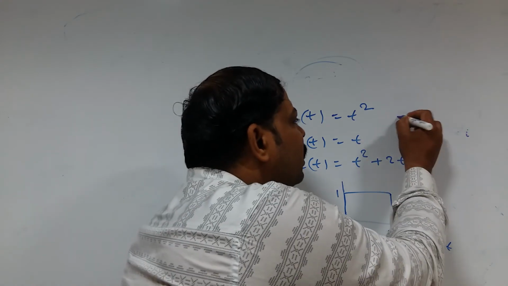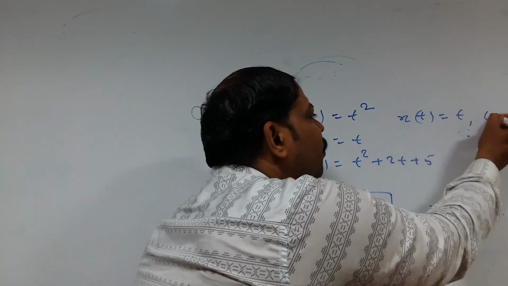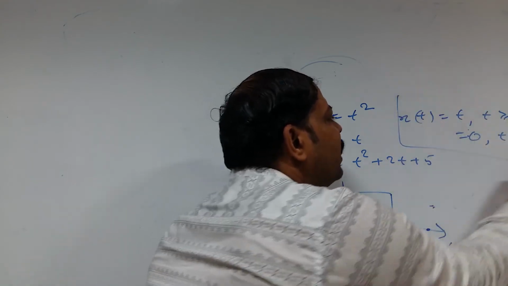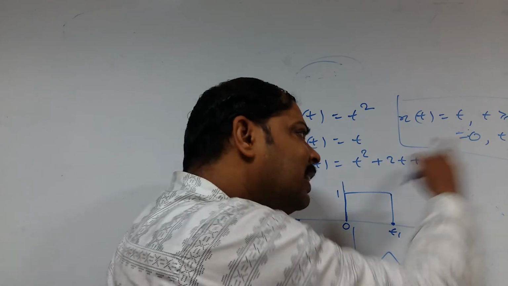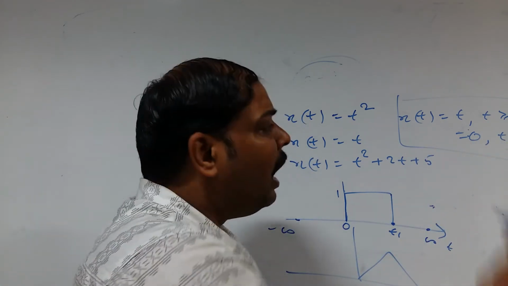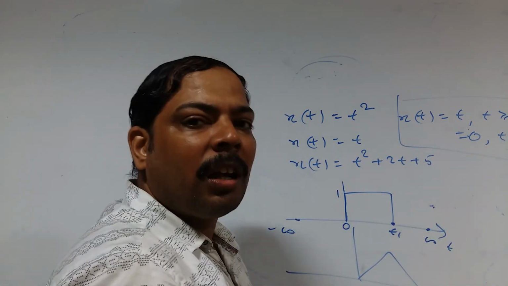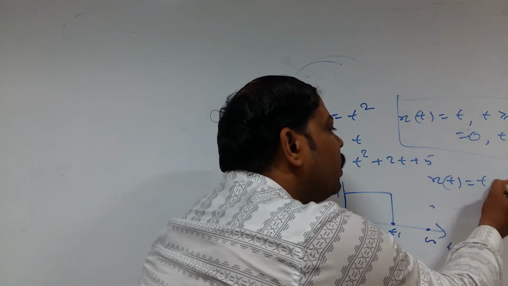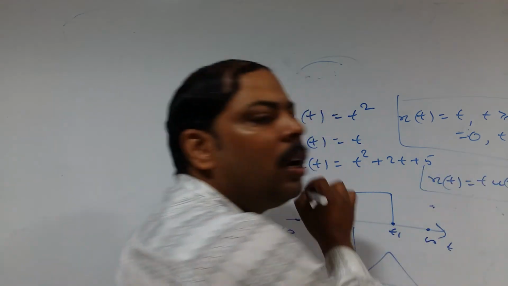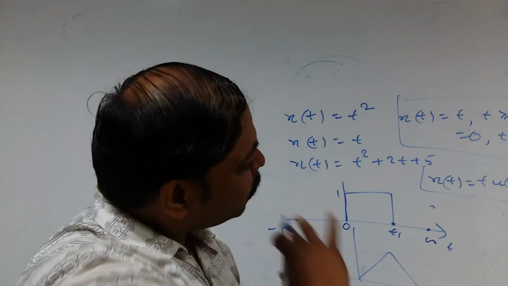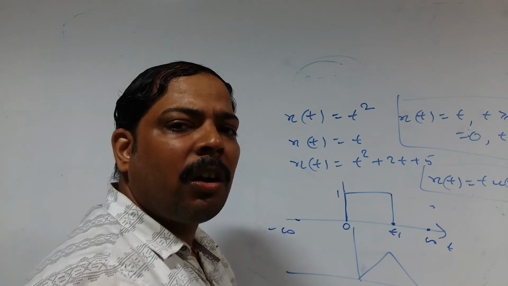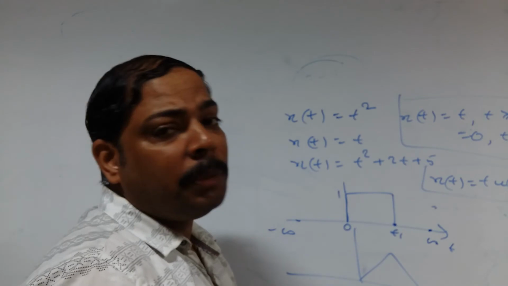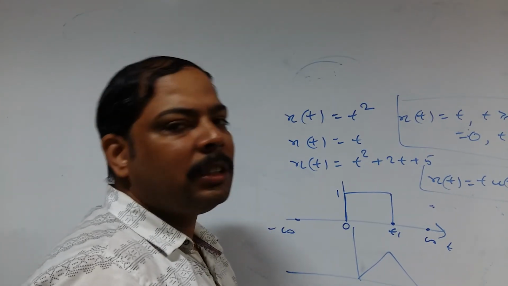Now x(t) is equal to t for t greater than or equal to 0, and equal to 0 for t less than 0. This is nothing but the definition of a ramp function, and this ramp function is a continuous time signal. This is the mathematical representation of the ramp signal, which you can represent in this manner also: x(t) is equal to t u(t). So this is also a continuous time signal. Many equations you can write for continuous time signals. Any equation based on t is a representation of a continuous time signal.